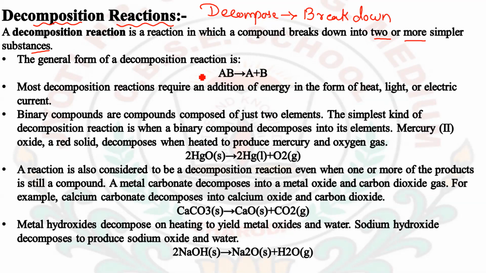Here the reactant will be single, while the products will be two or more in number. It is just the opposite of the combination reaction. In the combination reaction, two or more reactants were there and a single product was formed. But in a decomposition reaction, a single reactant will be there and two or more products will be formed.